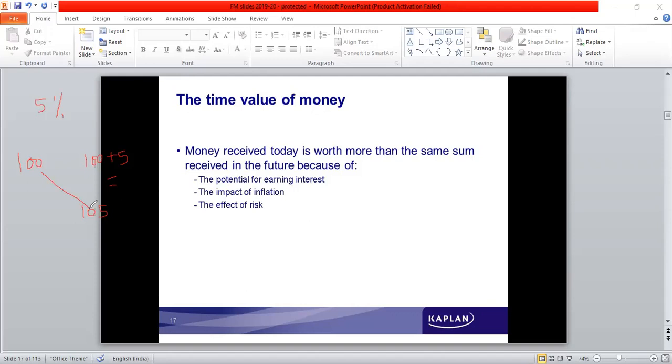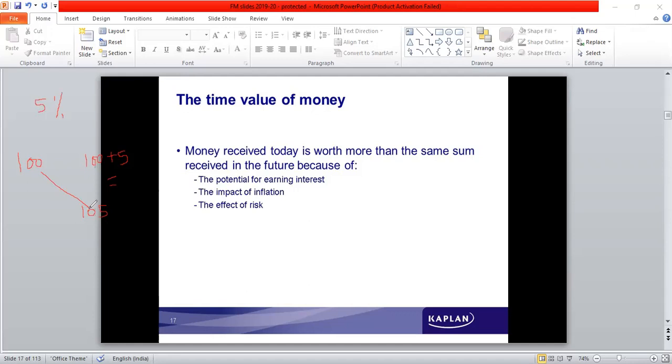Then the second one is, what is the impact of inflation? Inflation is a situation where prices keep rising. Because prices keep rising, the purchasing power of money keeps reducing. Therefore, we say that the value of money decreases as time passes by.